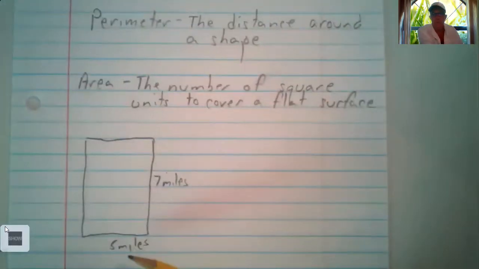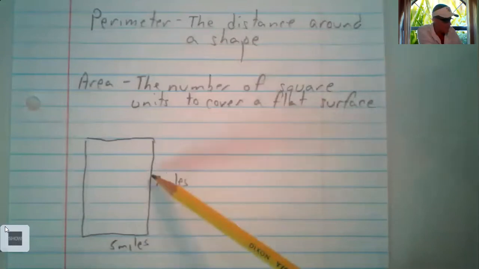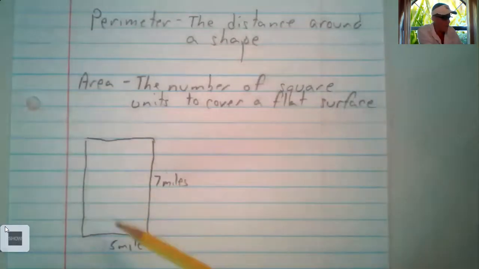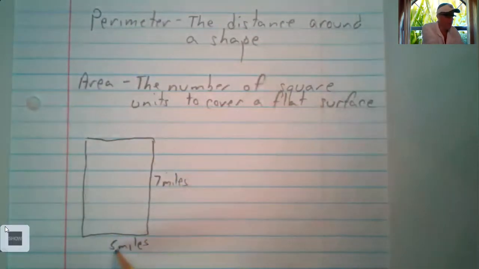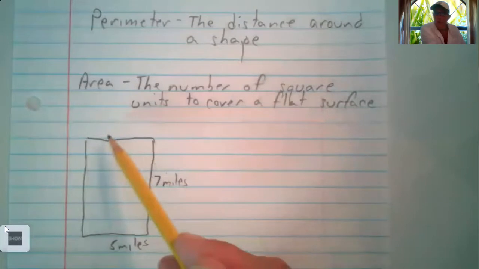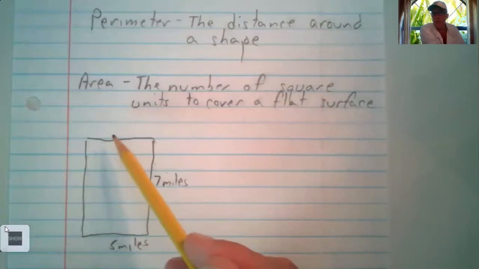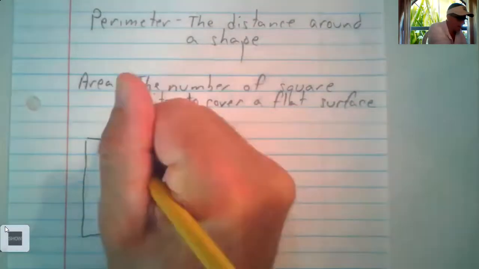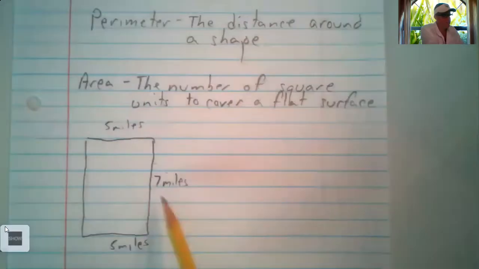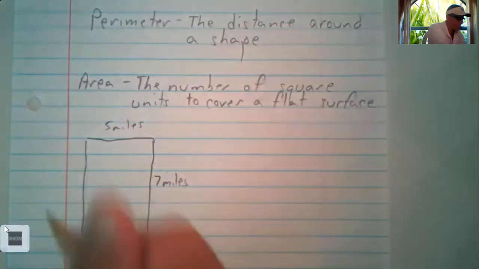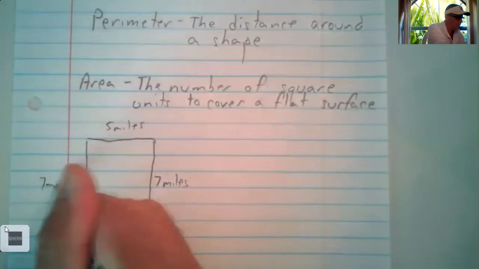Now, if I know that this is 5 miles and this is a rectangle, remember a rectangle has two sets of parallel lines. This line is parallel to that one. This line is parallel to that one. So if this is 5 miles here, how long do you think this line is right here? You better believe it. It's going to be 5 miles. And if this is 7 miles in length right here, this is going to be 7 miles over here.